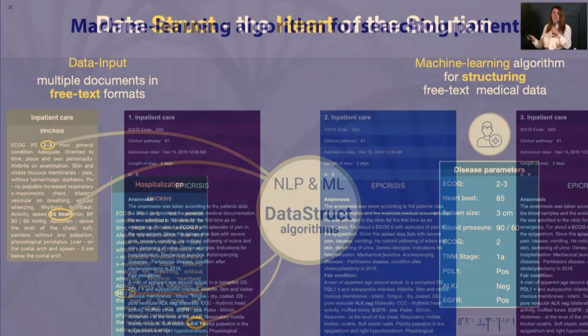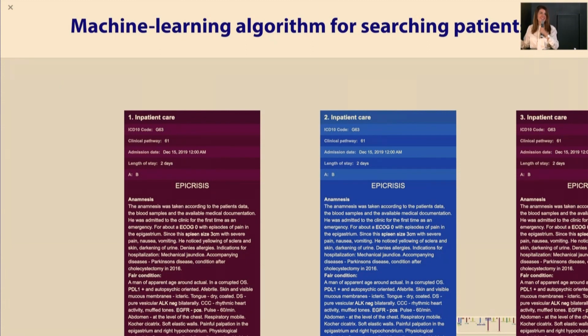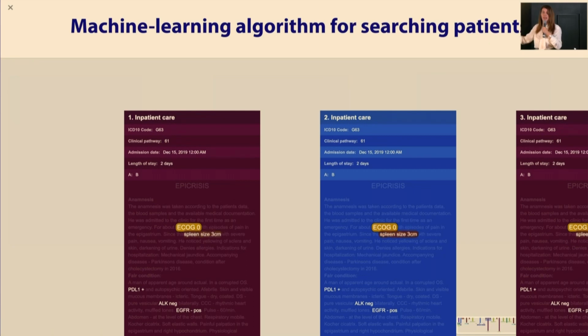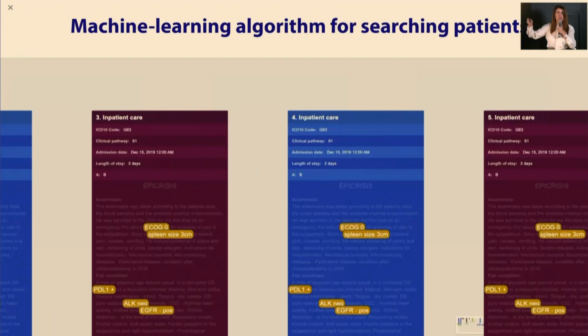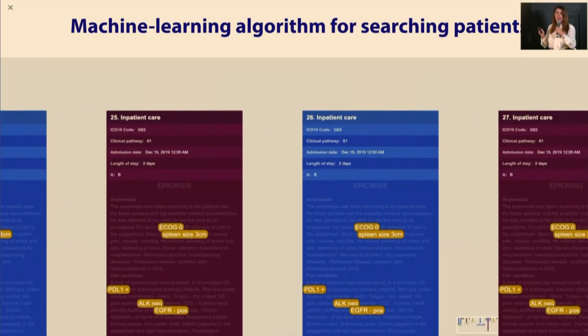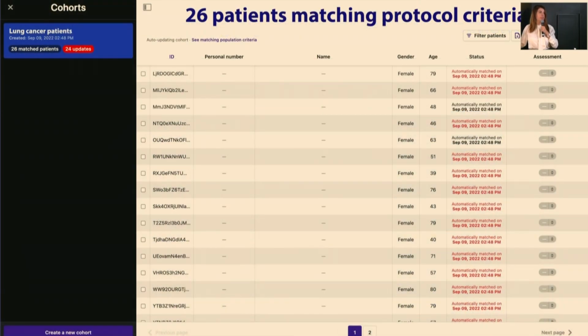And then, voila, the algorithms start to read thousands of medical documents in seconds from all patient history in the hospitals. And that happens in seconds and provides the investigators in one cohort how many patients are eligible for these specific clinical trials. And that's really helped all physicians and investigators.